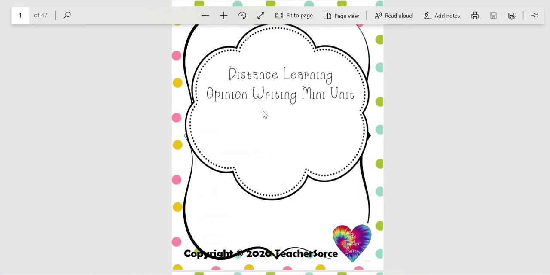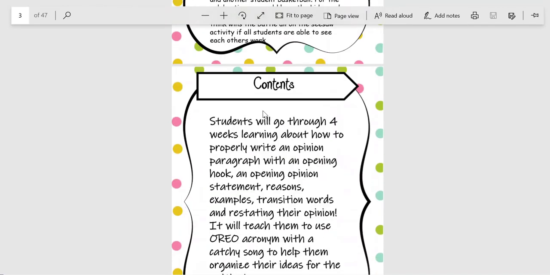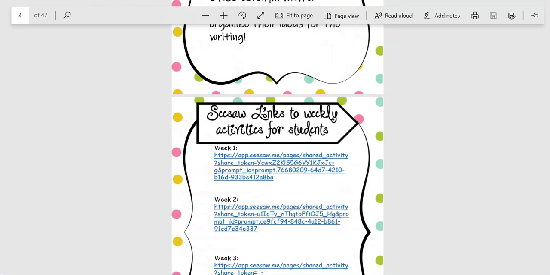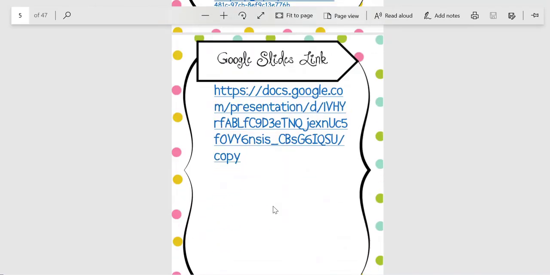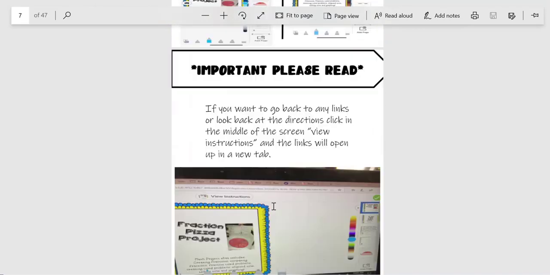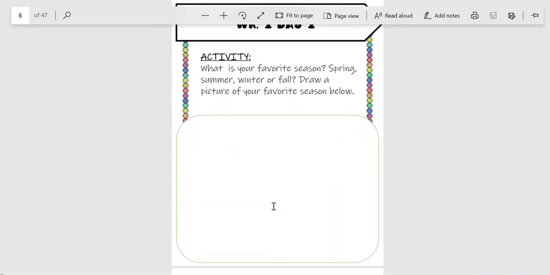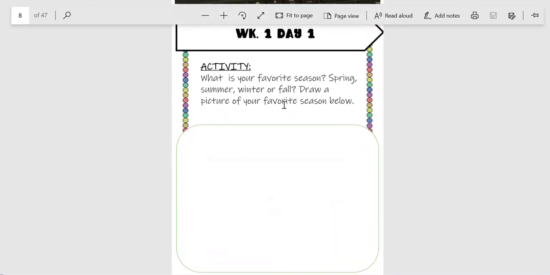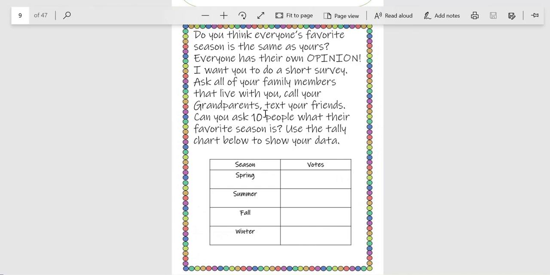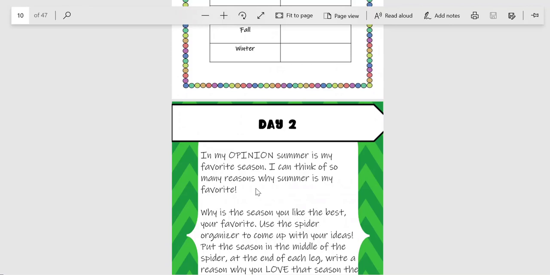The last unit is an opinion writing unit, and again, it just tells you what the contents are in this, the weeks, the links for Google and Seesaw. In the opinion writing, we're using the Oreo strategy. So we're going to look at what their favorite season is, do a little tally chart, and do an interview of their friends and family, texting people if you're doing this digitally, or in class if you're using this in person, voting about people's favorite seasons.